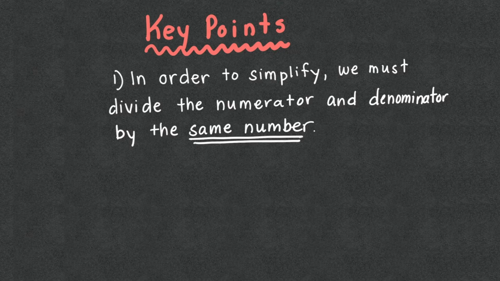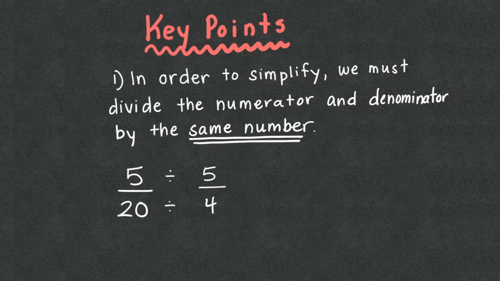So key point, in order to simplify, we must divide the numerator and denominator by the same number. So for example, if we had 5/20, in order to simplify, I have to divide the same number from the numerator and the denominator. So for example, I can't say 5 works here and 4 works here, because then I would get 1/5, and that's not the same size.